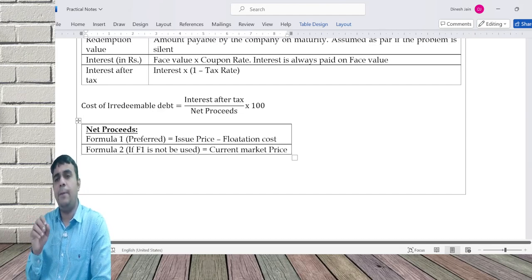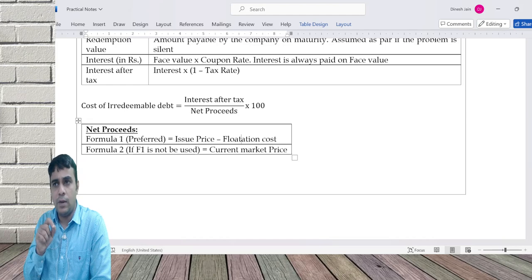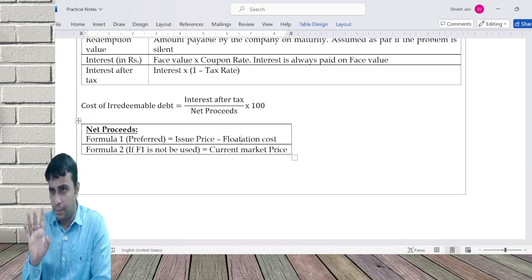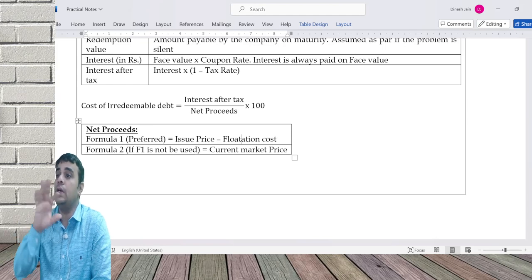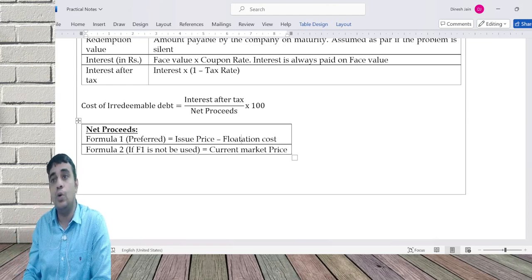I'll explain. Net proceeds basically mean what money do I get as a company. Interest after tax means what amount I pay every year. Only once I'll get, but every year I'll have to pay. If you issue debentures today, you will get issue price minus the flotation cost. But what happened is debentures were issued 2-3 years back. This cost of debt has to be calculated every year.